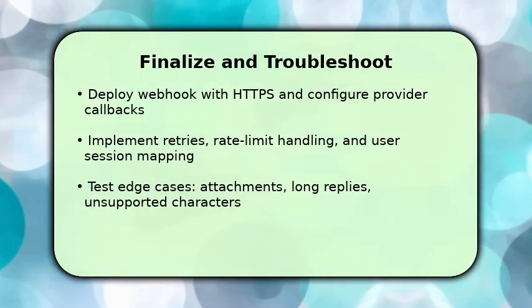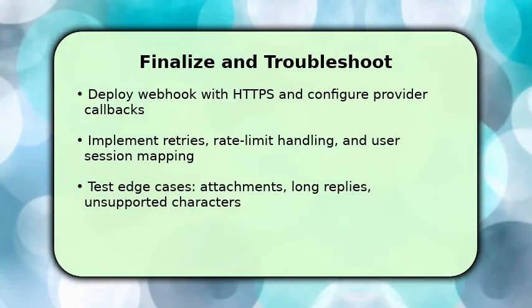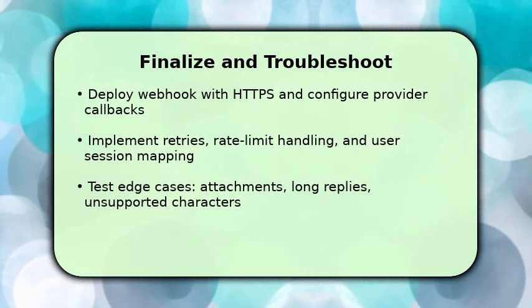If something breaks, check provider delivery receipts first. Often misconfigured callbacks or expired API keys cause failures, so verify credentials and webhook accessibility.